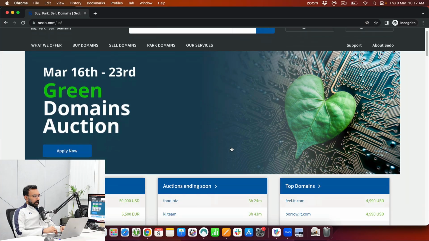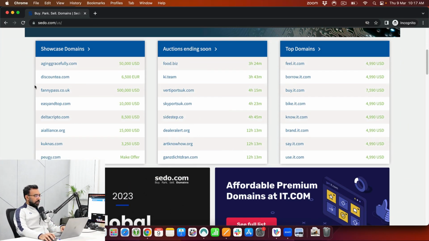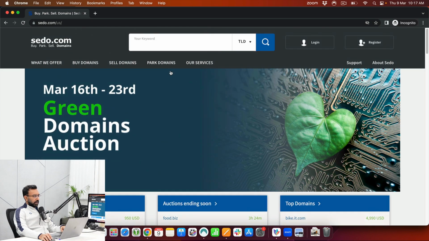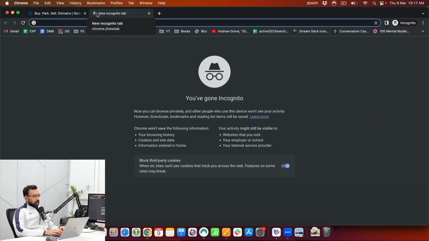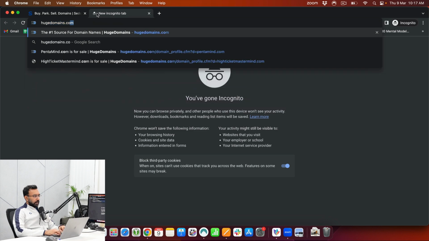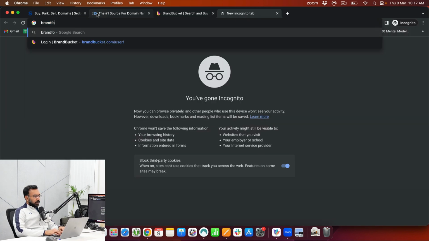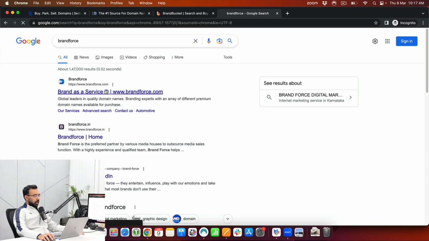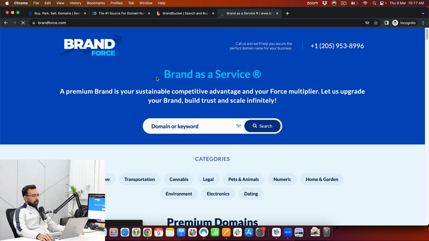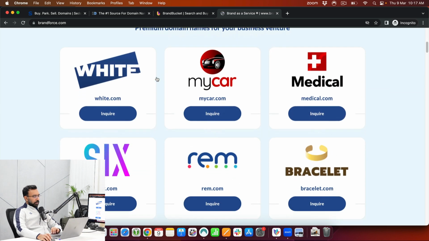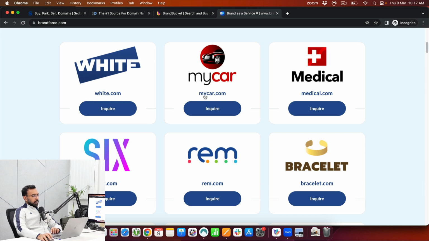So if you go to Zoho.com, this is where you can purchase premium domain names. And here you will get really premium names. Some of them are showcased, and small, short names you will get. This is where people transact for millions of dollars. And you also have other marketplaces like hugedomains.com. And then you have branded domain names like brandbucket.com. You have Brand Force. So all these are companies who are selling you premium domain names at a very high price.